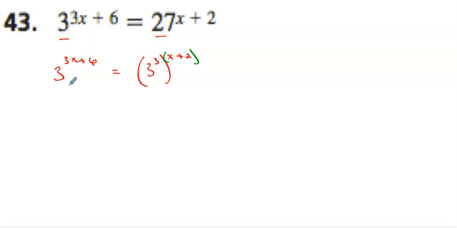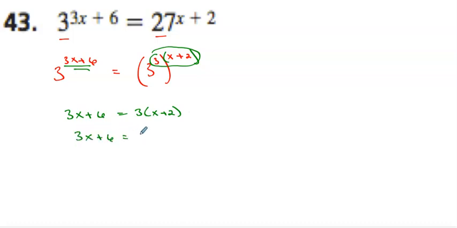Now my bases are the same, so I have 3x plus 6 as the exponent here, equals, and then I'm going to take that whole piece here and do 3 times x plus 2, right? So I'm just dragging that whole exponent down. Power to a power is multiplication, and then I have 3x plus 6 is equal to 3x plus 6. Oh, look at that.